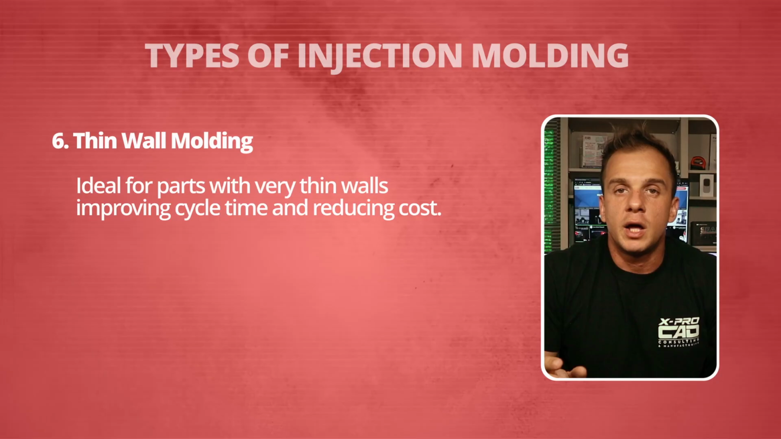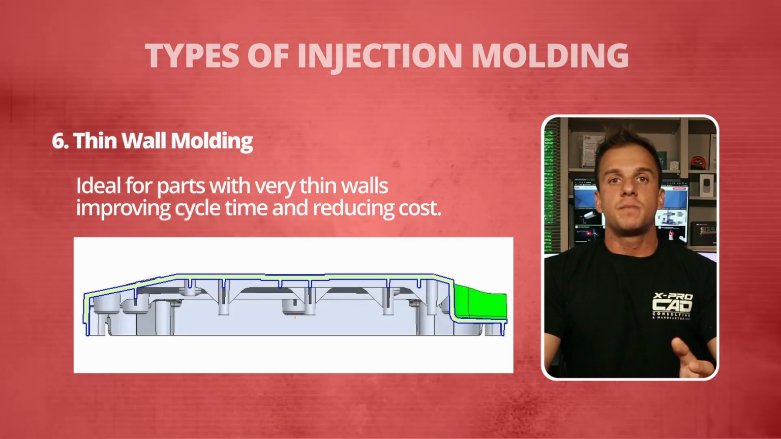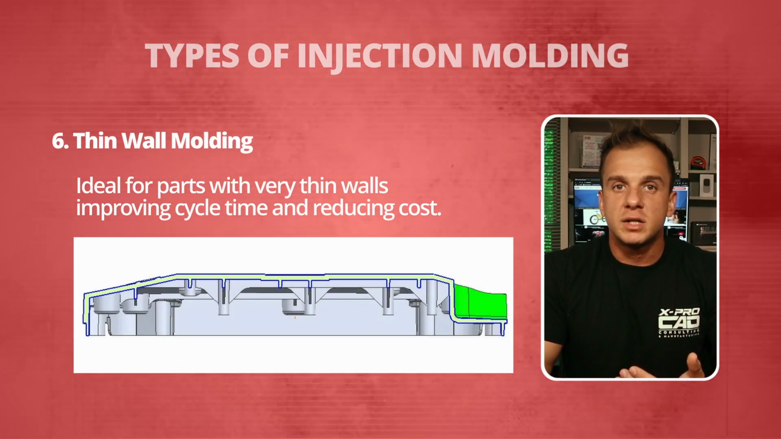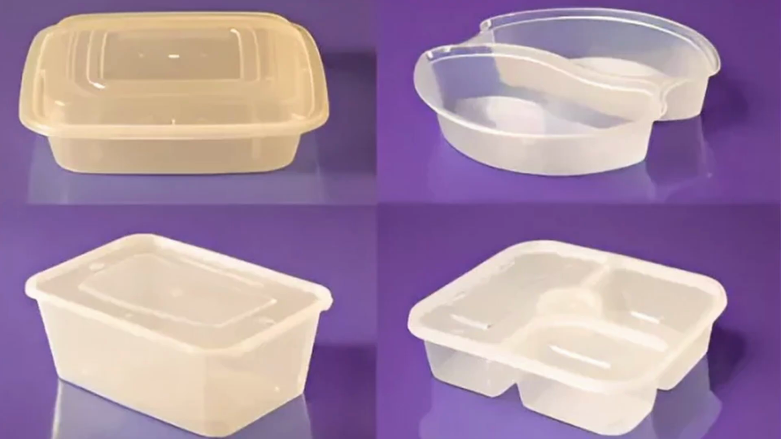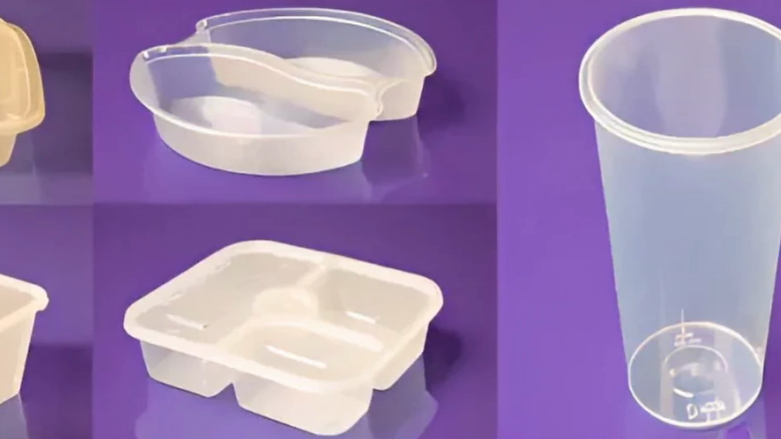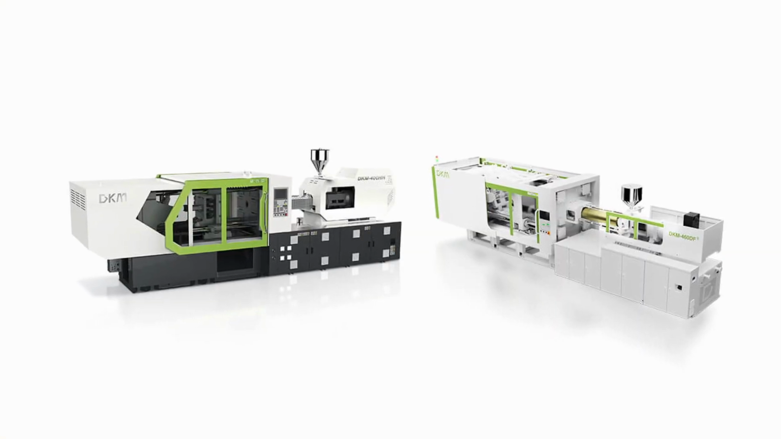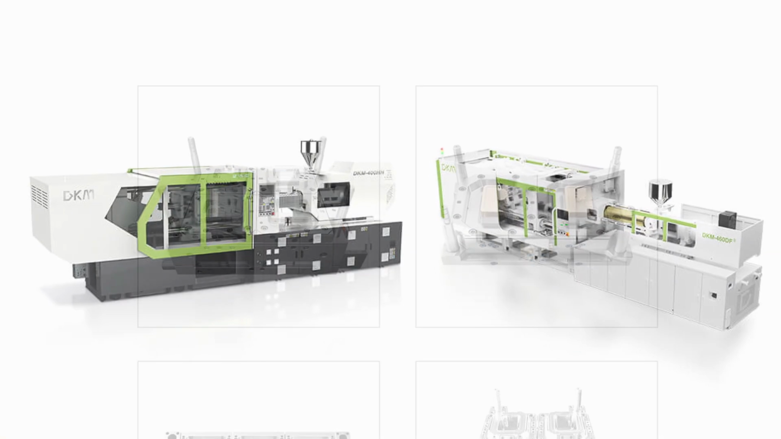Next one, we have thin wall injection molding. This is used to create parts with very thin walls relative to their size, maximizing material savings and improving cycle time. Common in the packaging industry, it's basically how many disposable food containers and drink lids are produced. High-speed injection machines and special molds are needed for this type of molding.